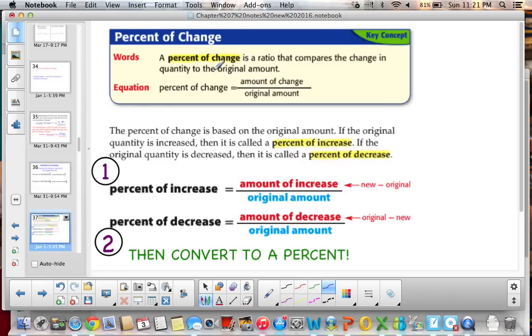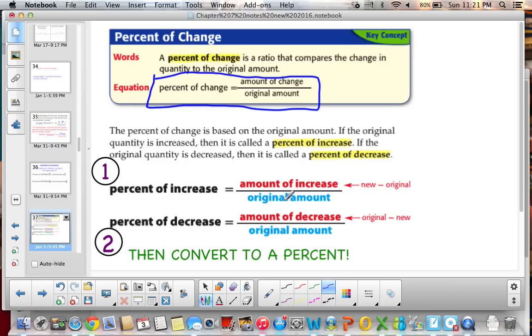And again, a percent of change is a ratio that compares the change in quantity to the original amount. So percent of change, this is something that you want to write right here, equals the amount of change over the original amount. So the percent of change is based on the original amount. If the original quantity increases, it's called percent of increase, and if it decreased, then it's called percent of decrease, which obviously makes sense.